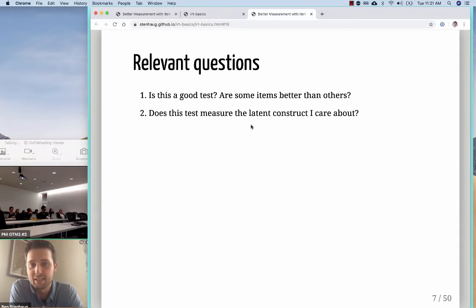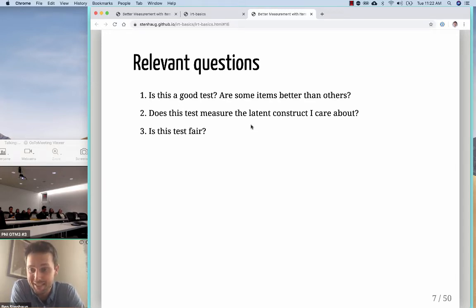Related, does this test measure the latent construct I care about? This comes up in education in a lot of ways. I ask word problems on a math test. Have I just measured your math ability, or have I measured your ability to read the paragraph and understand the math question that I'm asking you? And we need to be really careful about these things if we're going to make decisions about if kids should go into further math classrooms, or if I'm going to make arguments that I've measured something about your language ability, but actually I've measured something else.